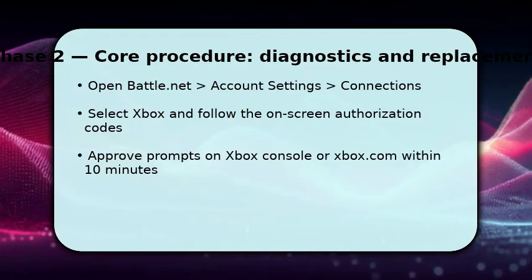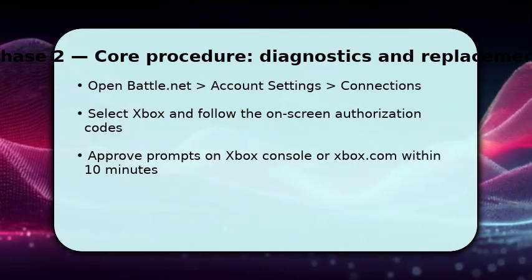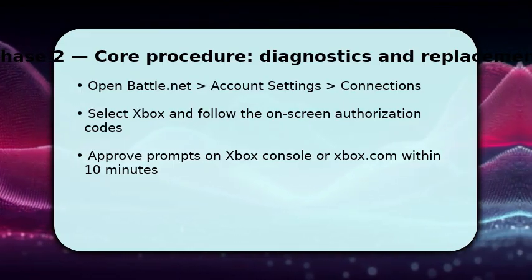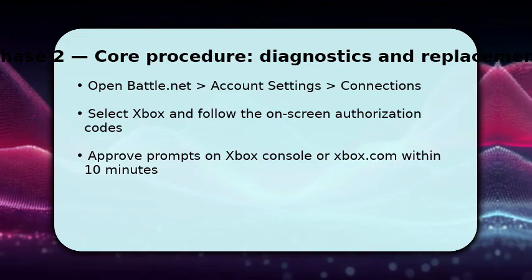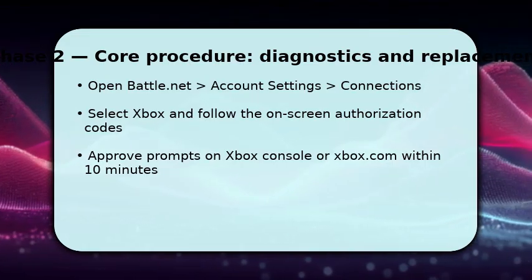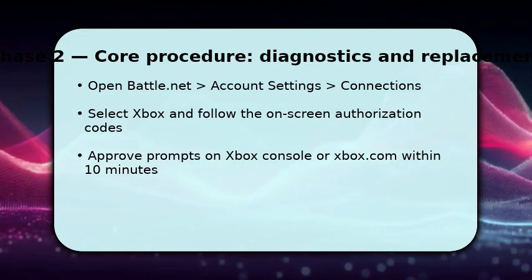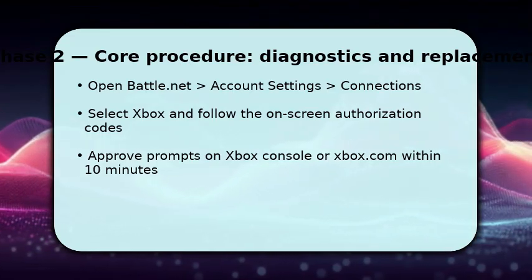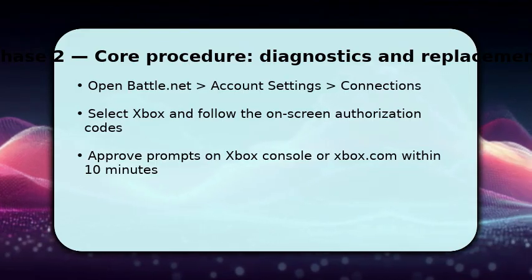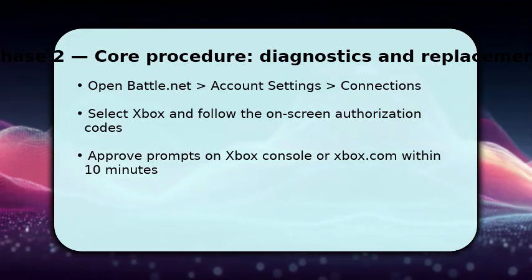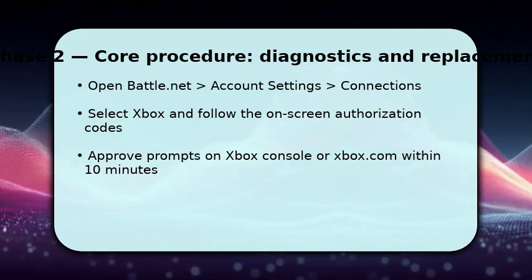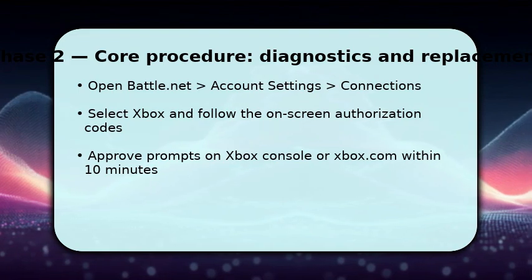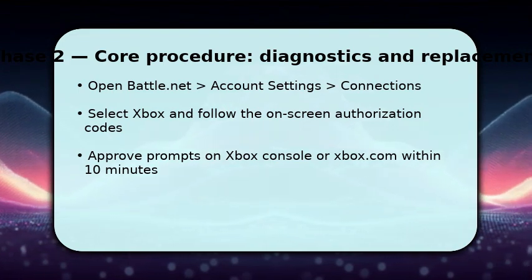You now perform the core linking. Navigate to Battle.net account settings and choose Connections, then pick Xbox. Battle.net will display an authorization code and prompt you to sign into Xbox Live if needed, on your Xbox console or at Xbox.com. Enter that code exactly and approve the requested permissions. This grants Battle.net access to your Xbox identity. Make sure to accept all permission requests because declining will prevent progress. If a console prompt appears, confirm immediately to avoid code expiry and repeat attempts.